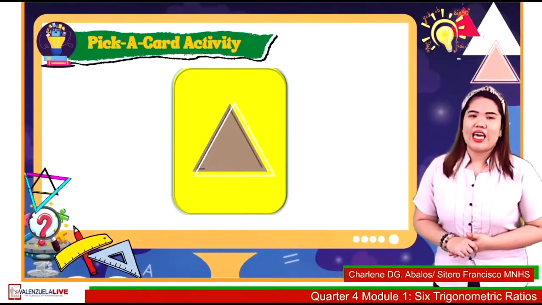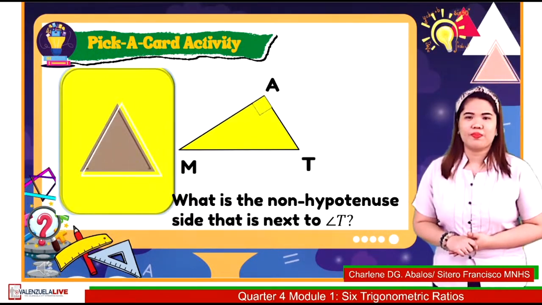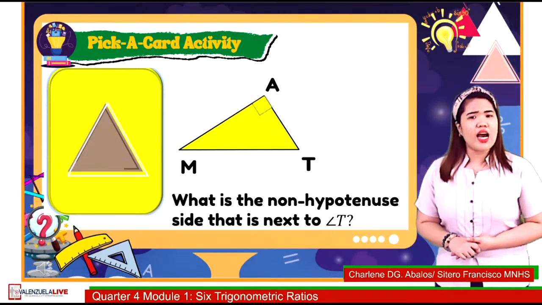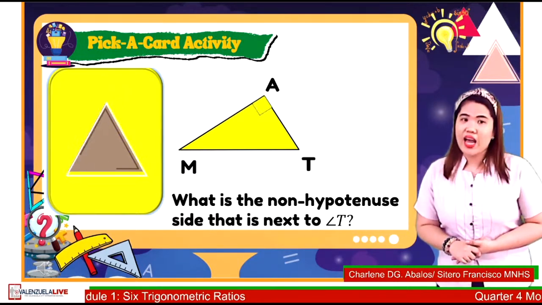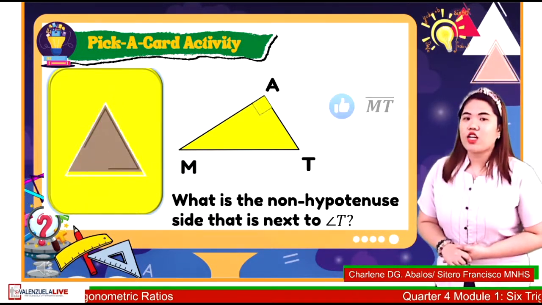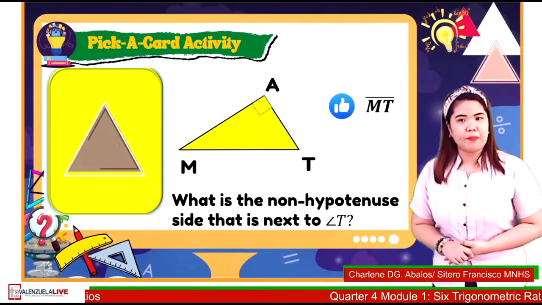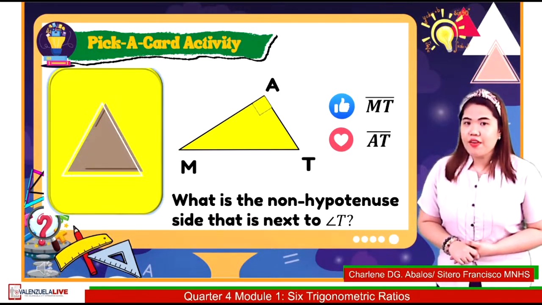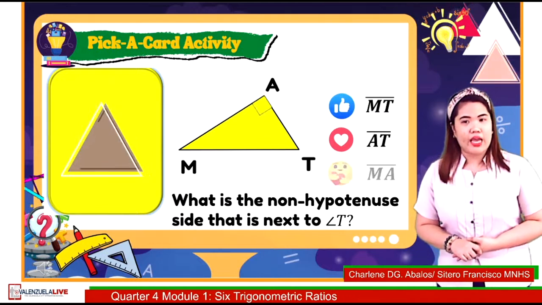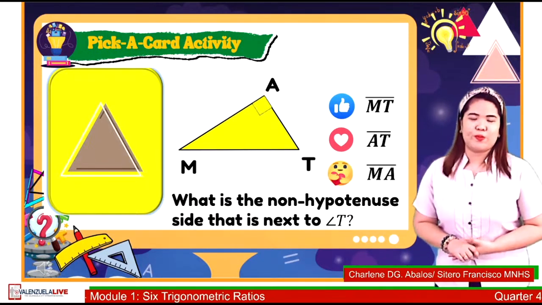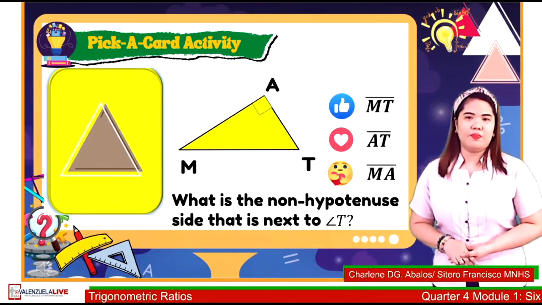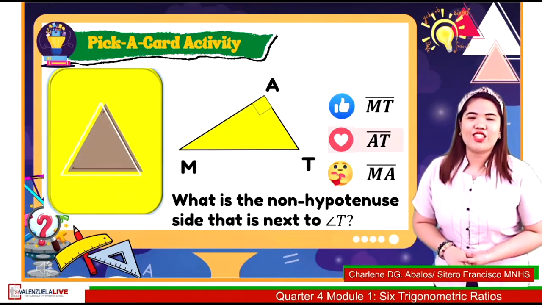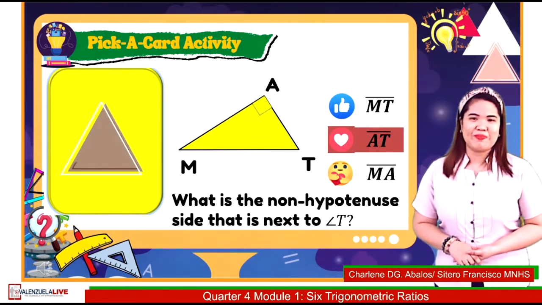For the last card, here is the question. Given triangle MAT, what is the non-hypotenuse side that is next to angle T? Click like reaction if your answer is segment MT. Heart reaction if your answer is segment AT. And care reaction if your answer is segment MA. 5 seconds to answer. Go. Time is up. If you click heart reaction, then you are correct.